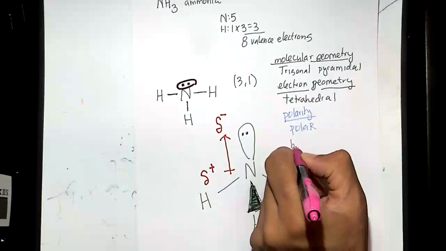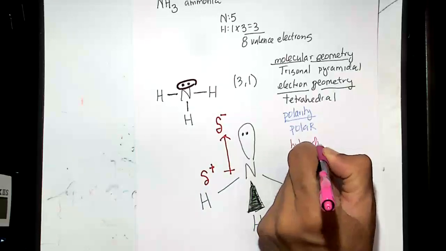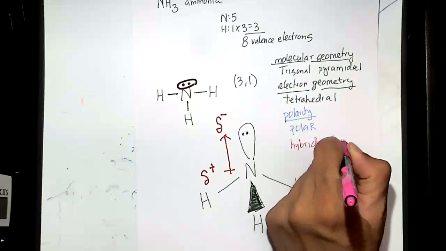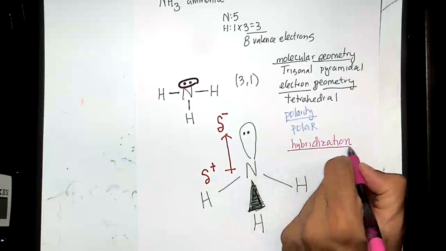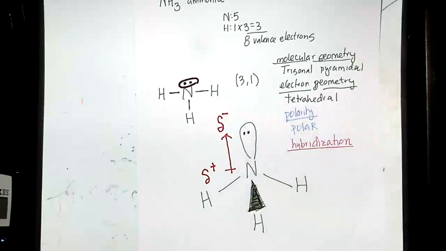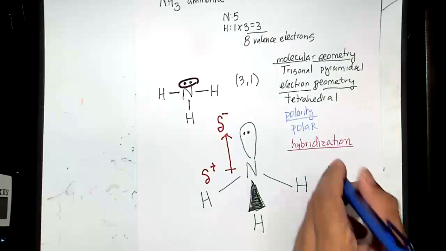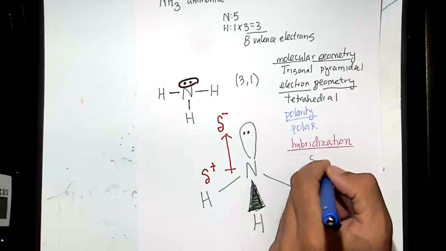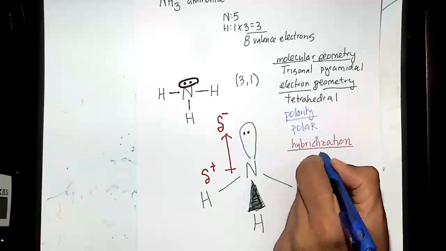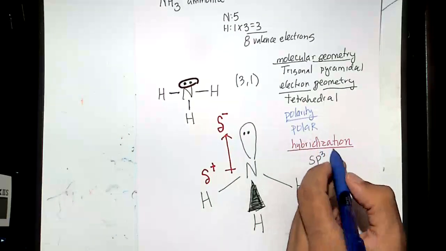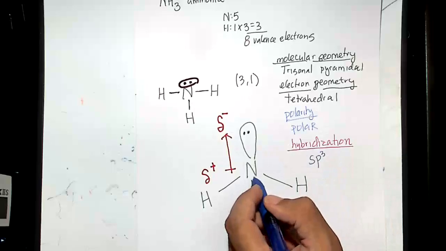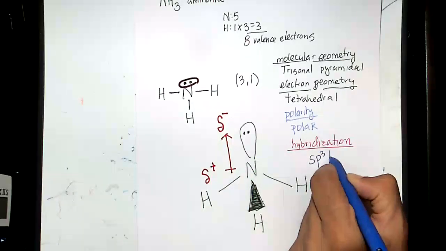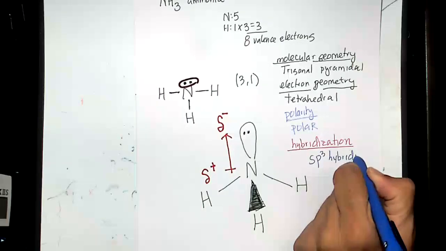Okay, finally the hybridization. So what's 3 plus 1? 4. How will I get to 4? I'll take 1 from S. And how many from P? This, just like the one before, is an sp3 hybridized nitrogen. sp3 hybridized nitrogen.